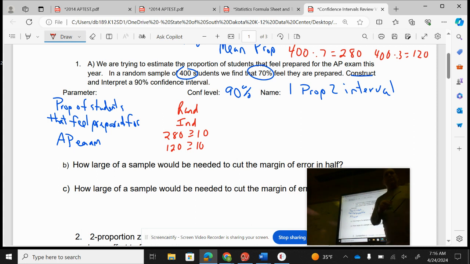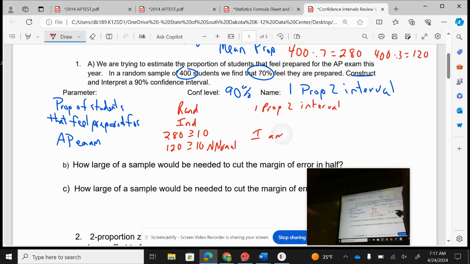Now remember, anything with proportions, you have to have 10 successes and 10 failures for every group you're dealing with. So it is now nearly normal. So you need to address that. Now you've got your assumptions point. Okay, now on the AP exam, I would just say 1 prop Z interval. I'll do the formula, but I'm going to do that last.